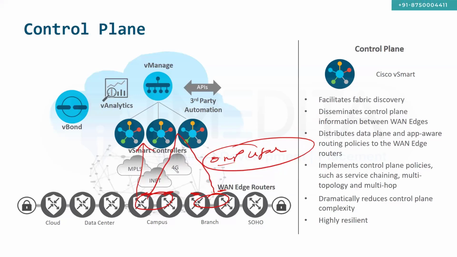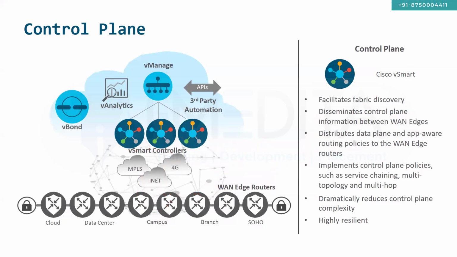So if OMP is not running there, or maybe if vSmarts are not running, then fabric discovery cannot be performed, right? And as I told you, disseminate the control plane information between the WAN edge routers. So control plane information is going to get exchanged between the WAN edge routers at remote sites via vSmart only. Not only that, but also let's say you created some sort of policy, right, on vManage.